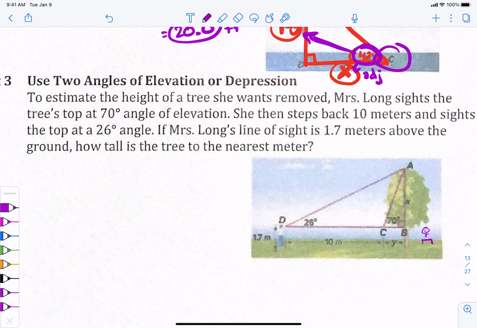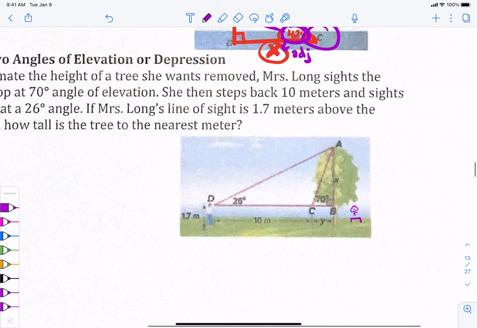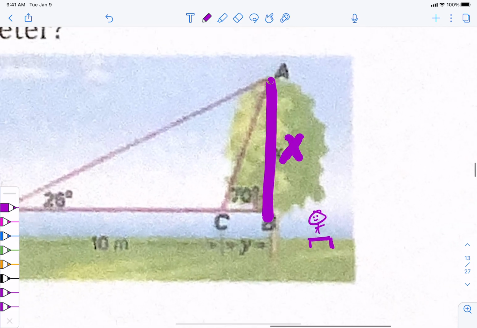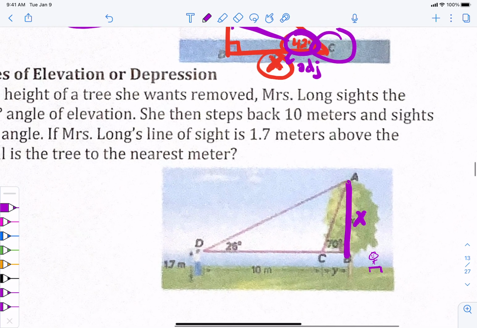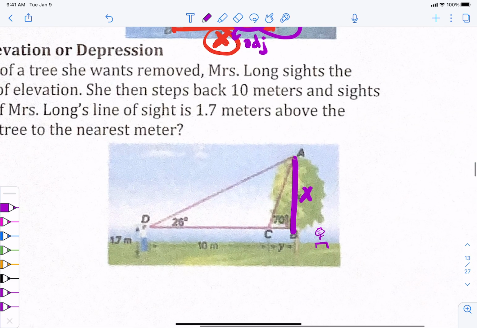All right. Now we're going to get a little bit harder stuff. To estimate the height of a tree that she wants to remove, what do they have the height of the tree labeled as? X, right here. The height of the tree is labeled as X. Mrs. Long sights the tree's top at an angle of elevation of 70 degrees. So we have this triangle right here that's 70 degrees.